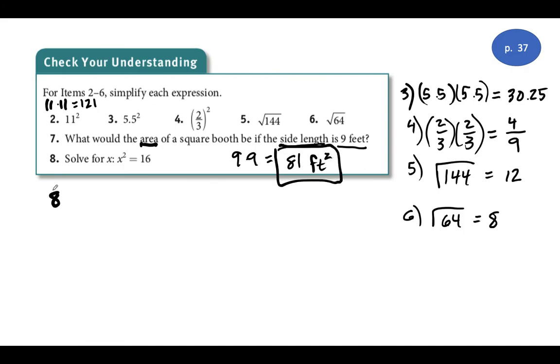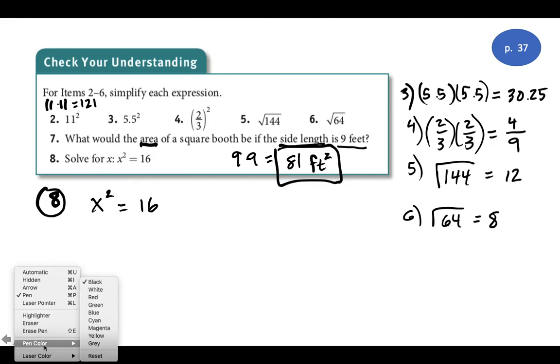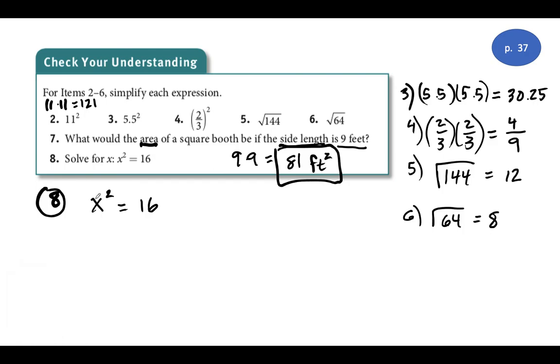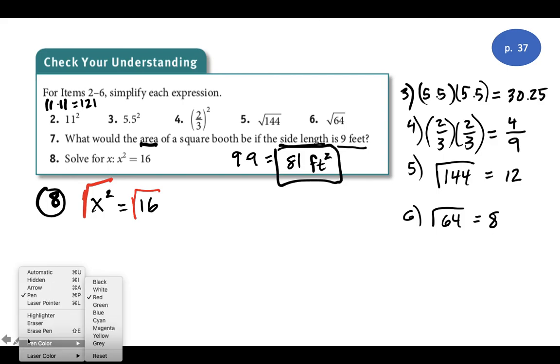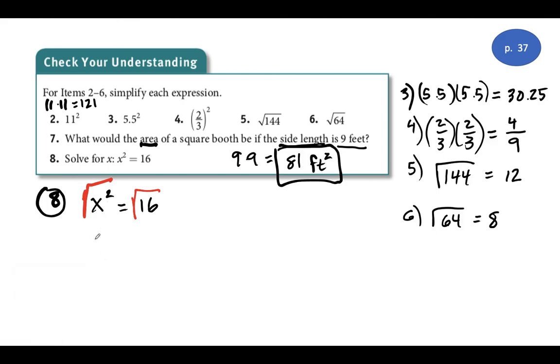All right, problem number 8. Problem number 8 has an x in it. They're asking you to solve for x. So we are going to take the square root of both sides, because the inverse of raising to the second power, or squaring, is square root. And then the square root of x squared is going to be x. And the square root of 16 is 4. But negative 4 would also work if we plugged it in for x. So we've got to write both answers down.